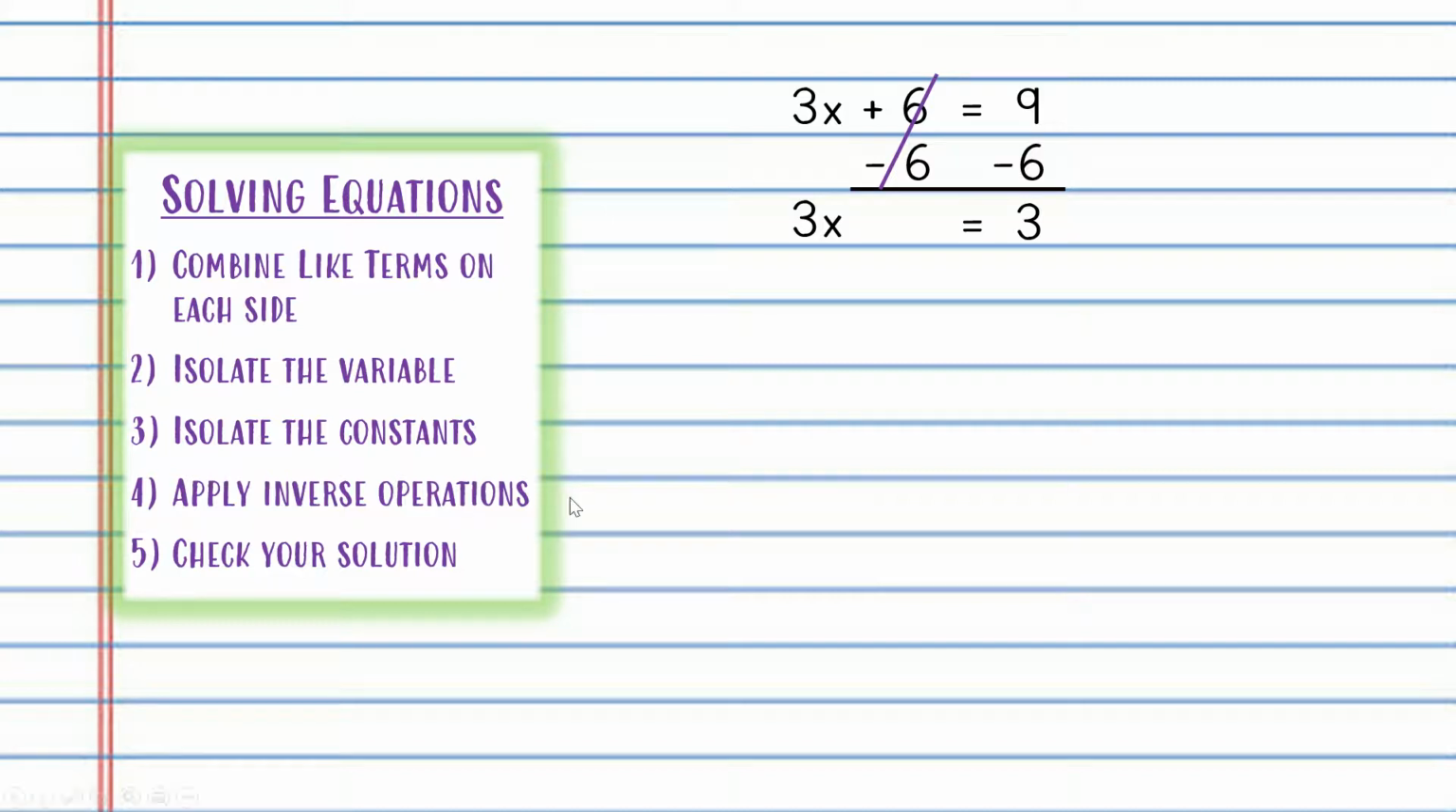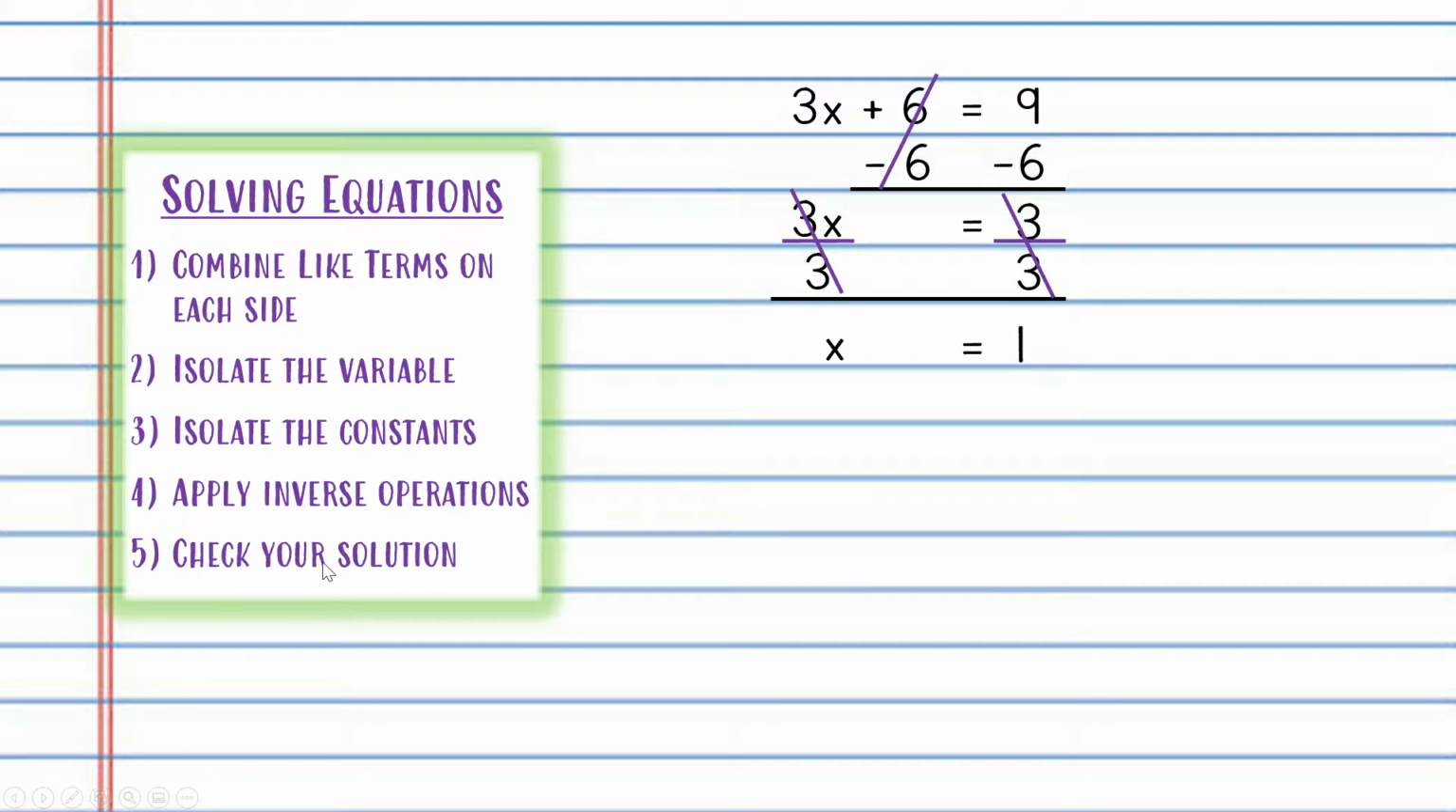All right, my next step, step 4, which is what I'm on right now, is to apply inverse operations. So this 3 is being multiplied by x, which means I have to apply division, because that's the inverse operation of multiplication. So I'm going to divide by 3. I divide by 3 so that these two can cancel each other out, and then I can just be left with 1x or x on the left side. These two will also cancel out, and 3 divided by 3 is 1, like we just said. So then I'm left with the solution of x is equal to 1.